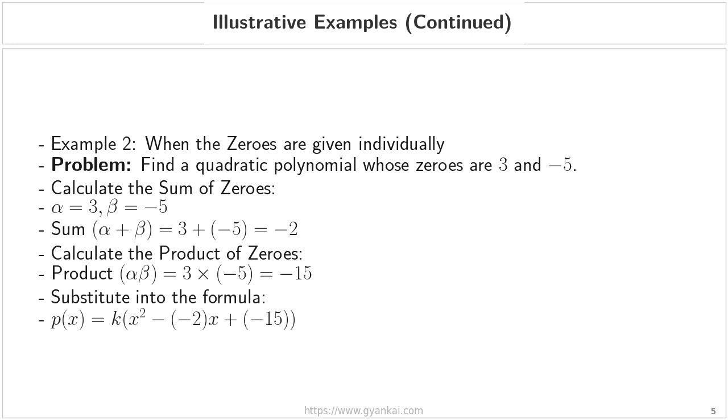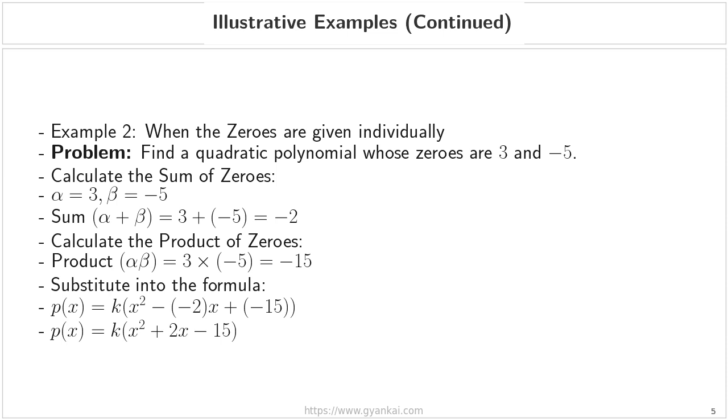Now we move to the substitution step. We take our general formula, remember, the one involving the constant k, and plug in our values. We write p of x equals k times the quantity x squared minus the sum of the zeros times x plus the product of the zeros. Substituting our values, we get p of x equals k times the quantity x squared minus -2x plus -15.